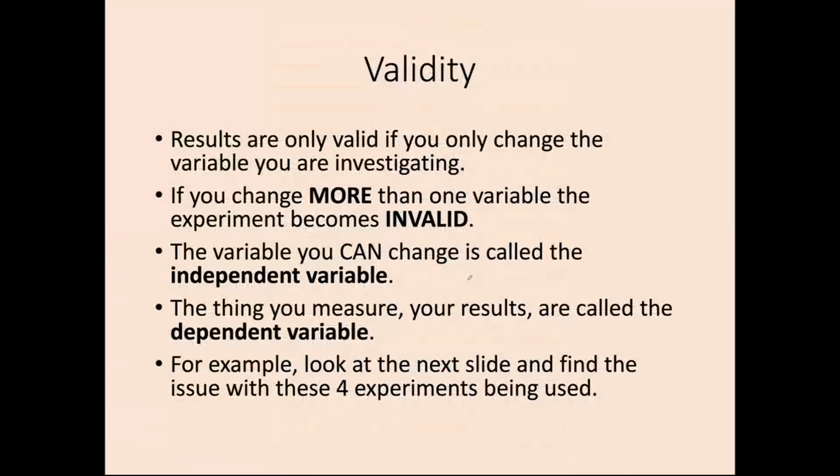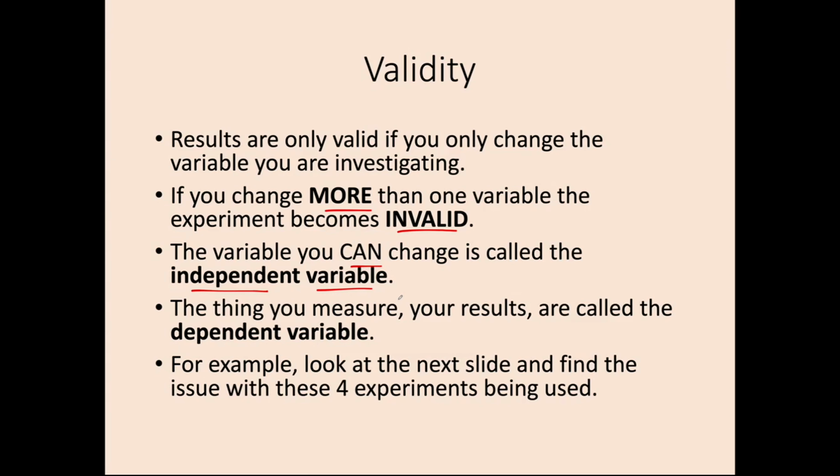Okay. Now, in terms of validity, results are only valid if you only change the variable you are investigating. Okay. You only change the variable you're investigating. If you change more than one variable, the experiment becomes invalid. Okay. Remember that word, invalid, if you change more than one variable. Now, the variable you can change is called the independent variable.